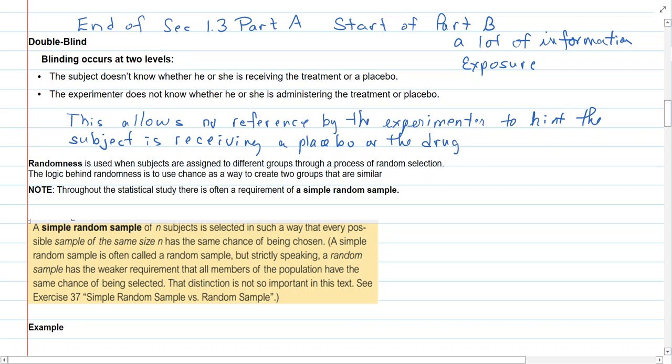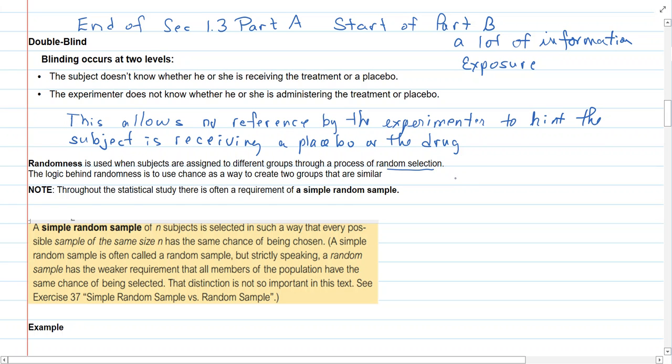We all give body language on everything. People understand immediately if you like them or don't like them. Now, here we have randomness. And I wrote in here from what I've learned and gleaned, when the subjects are assigned to different groups through the process of random selection. The logic behind the randomness is the chance as a way to create two groups that are similar.